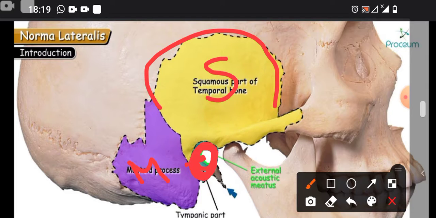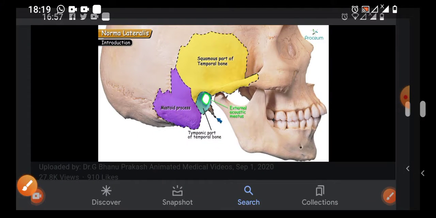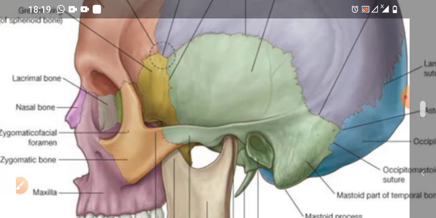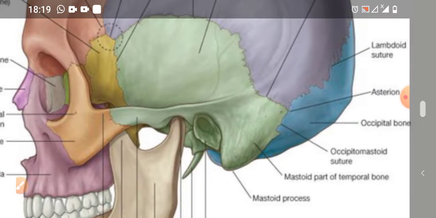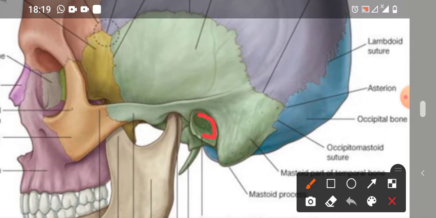For telling you about this tympanic part of the temporal bone, I showed you this picture, and now I will go back into the picture we were discussing. Okay, come back over here. So now we are going to discuss the external acoustic meatus. This one is the external acoustic meatus.